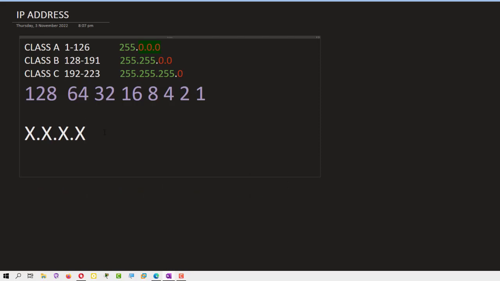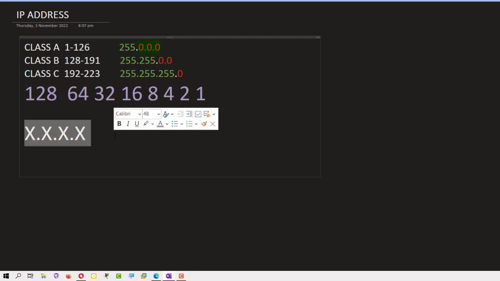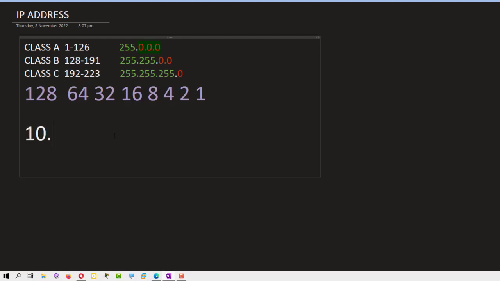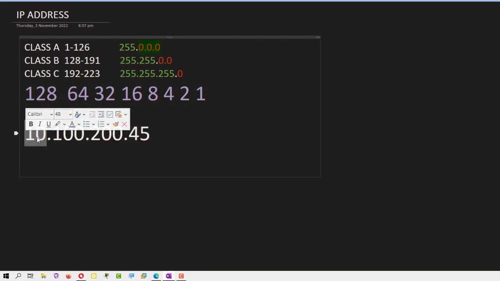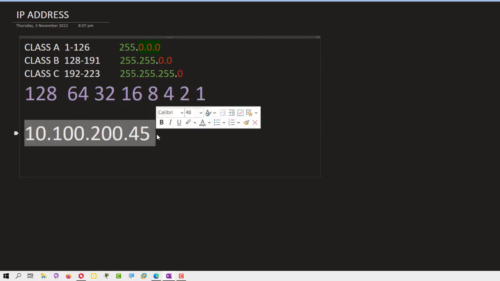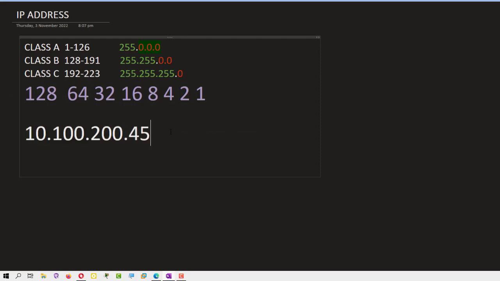Now I can put a real IP here. So let's say I have 10.100.200.45. Now this is an IP. Obviously, looking at the starting number, this is a class A, because it's within the class A range. So we are going to calculate and see how the machine is going to see this in binary. So let's see how to convert that.